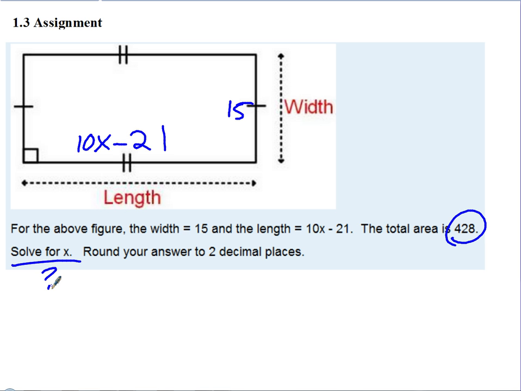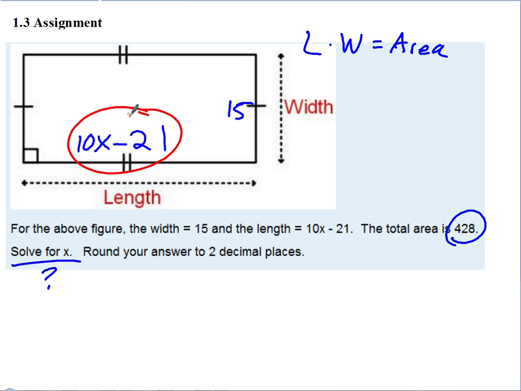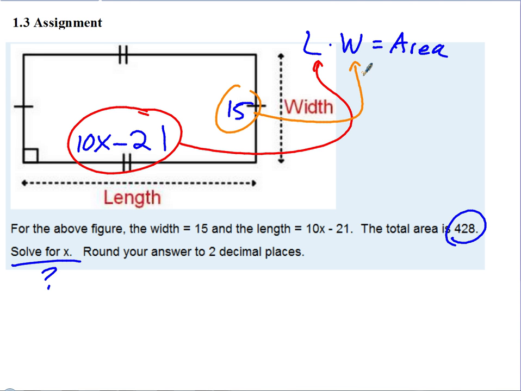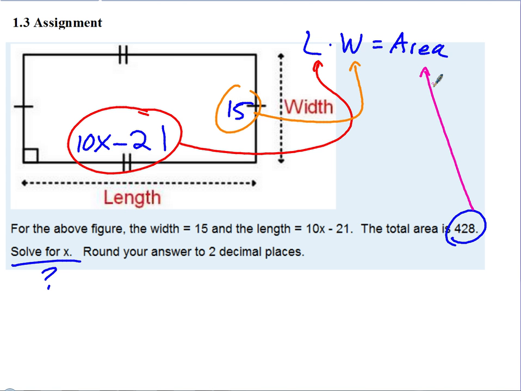Length times width is area, right? Okay. So we want length times width equals area. That's good for us because we're given algebraic stuff that we can plug in for each of those things. We know that the length is this, right? So I can plug 10x minus 21 in for length. I know that the width is 15, so I can plug in 15 for W, right? And last but not least, I know that the area is 428, so I can plug in 428 for area, right? Okay. And then we've got an algebra equation, and we can just forget about this stuff and shift into algebra mode. So what's that give us?